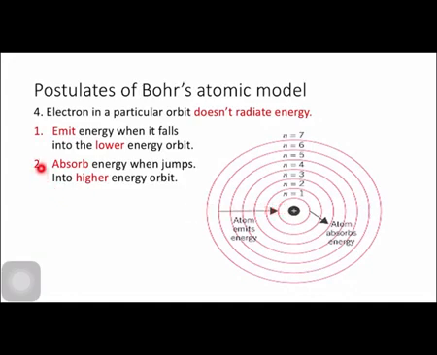Secondly, electron will absorb energy when it jumps into a higher energy orbit. To understand this, just look over here. Here electron is present in N1, which is a lower energy orbit, and from this lower energy orbit electron will move into the N3, which is a higher energy orbit. So electron will absorb energy.